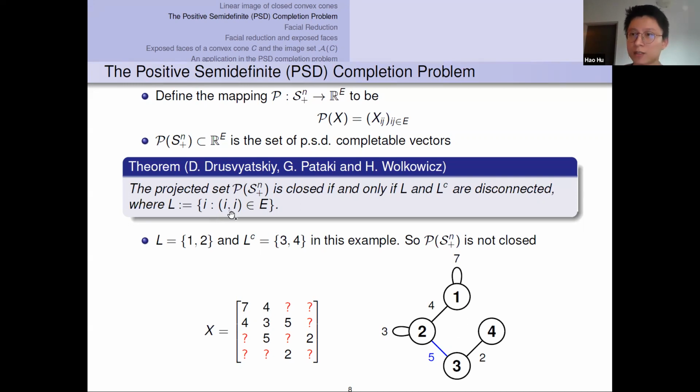So a self loop is an edge connecting a vertex to itself. If we look at our example here, vertex 1 has a self loop connecting to itself, and vertex 2 has a self loop connecting to itself. Now the complement is 3 and 4, the remaining 2 vertices here. Now if you have followed the theorem, then you know that the projected set is actually not closed, because here L and L complement are not disconnected. They are connected because of this edge here.